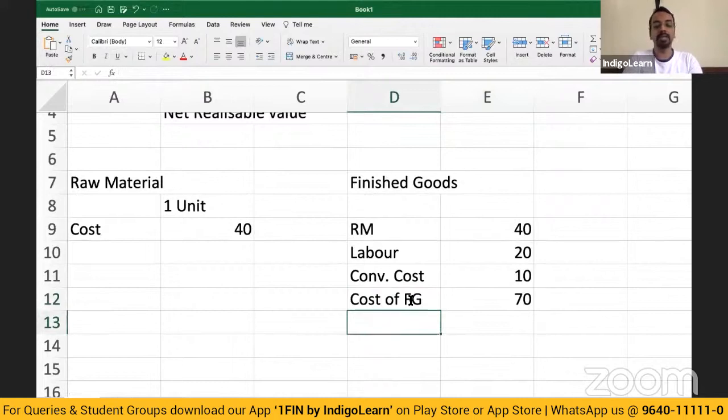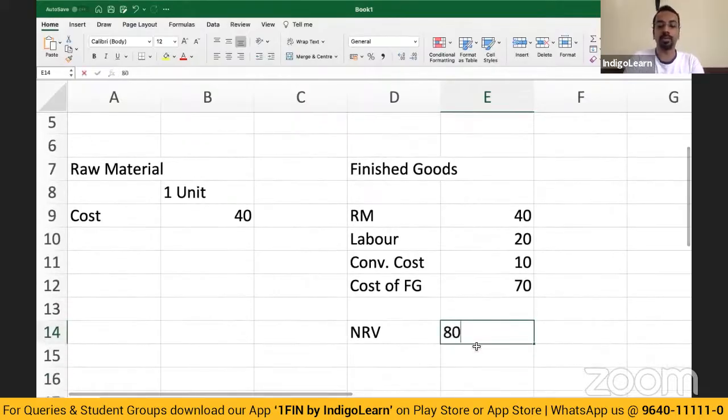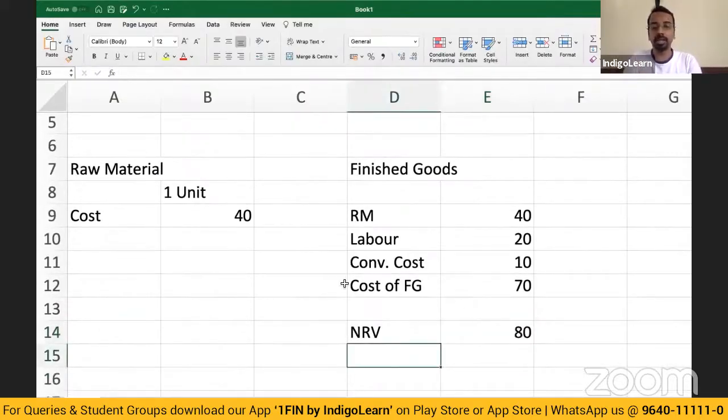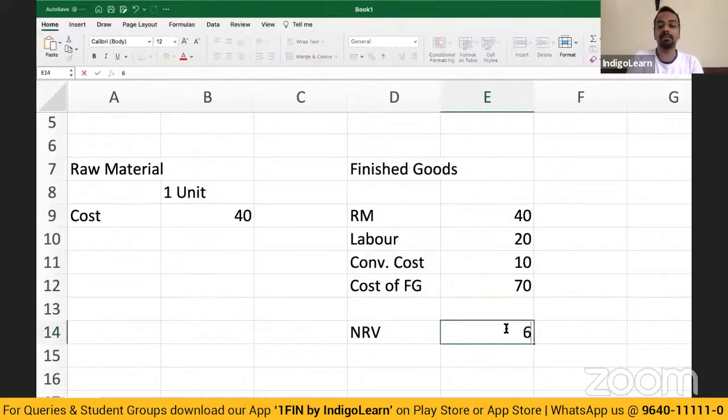Okay. And the realizable value, the NRV, selling price less cost of completion, cost to sell, etc., all put together, NRV comes to 80. Now in this case, you will check lower of cost and NRV. Lower of cost and NRV is 70. So you will value the finished goods at cost, which is 70. Okay. And raw material will continue to value at 40. What if this NRV is 60?